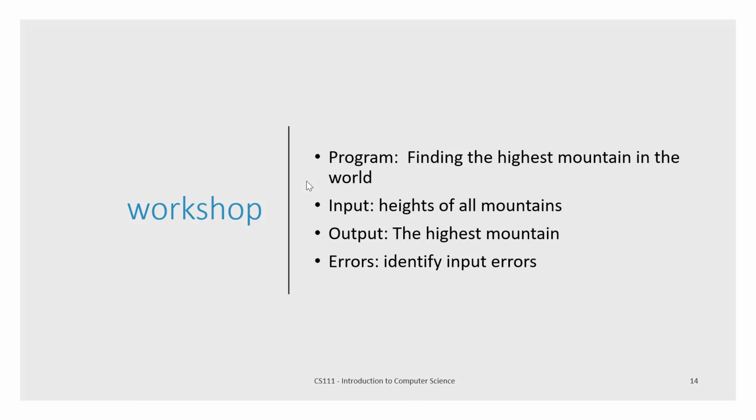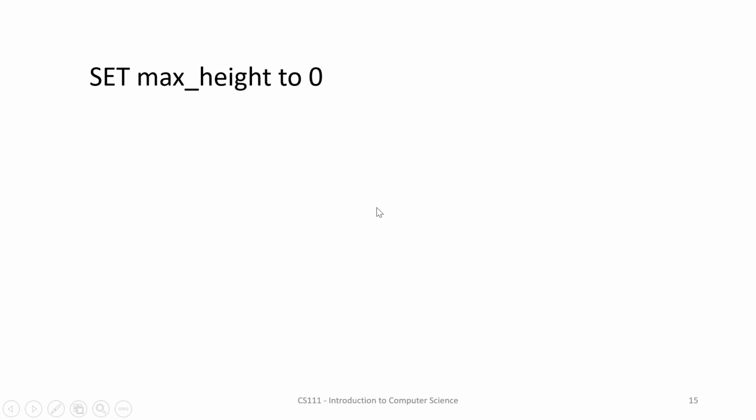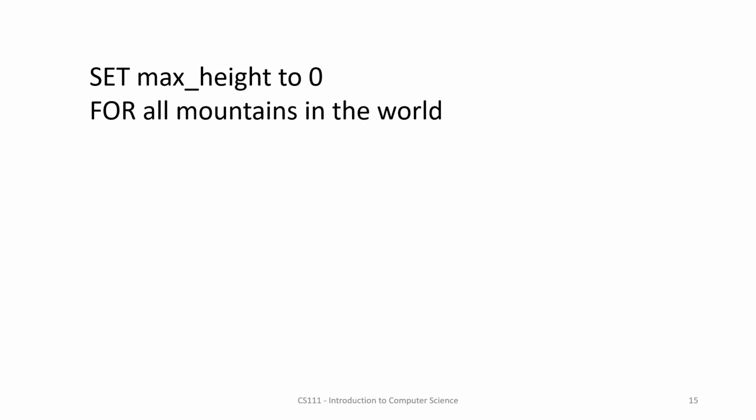Let's say we want to write a program for finding the highest mountain in the world. Our input is the heights of all mountains in the world, and our output is the highest mountain. We want to identify the input errors as a result of this program. So let's assume that the highest mountain in the world is height 0, which is an unreasonable assumption, but we need to have some initial number in the max height to get started.